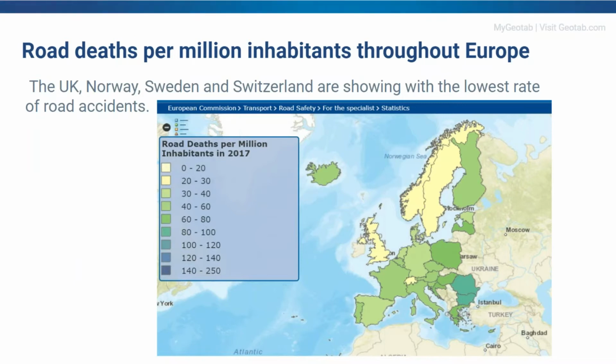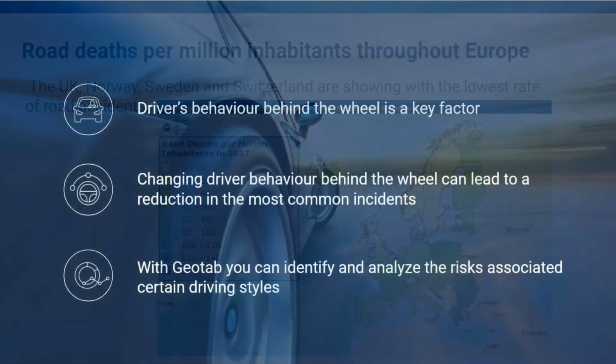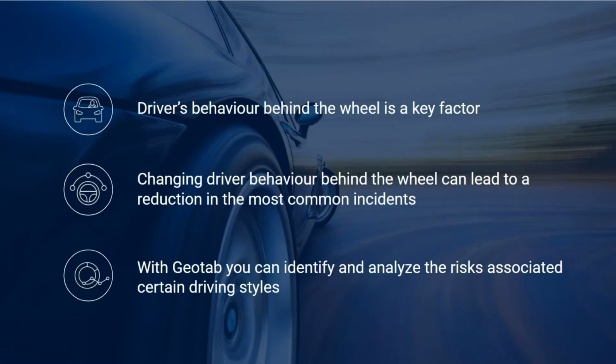And here, it's quite an interesting one. You can see the UK, Norway, Sweden, and Switzerland leading the way in terms of the least road deaths per million inhabitants. And then right over Southeastern Europe, you've got Romania and Bulgaria tightly knit together there, showing the worst. So just an overview of how Europe looks in terms of road deaths per million. That was 2017.